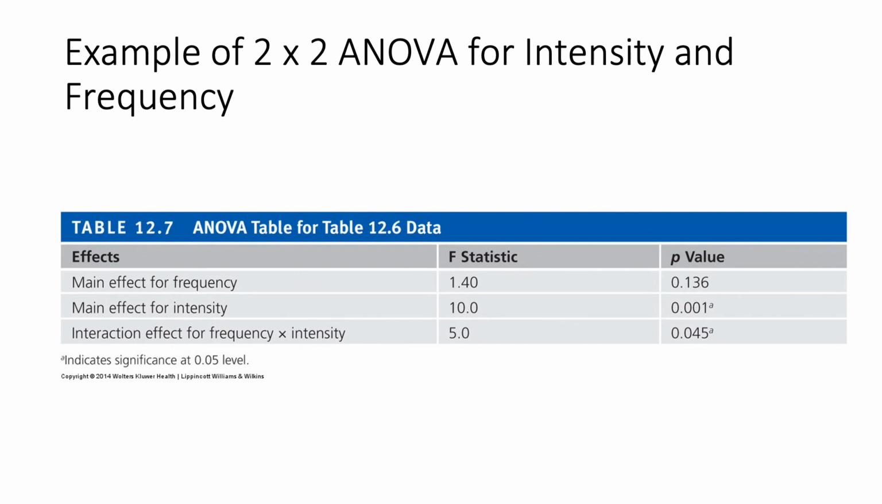We can see that the main effect for frequency has an F value of 1.4 and a p-value of 0.136. The main effect for intensity has an F value of 10 and a p-value of 0.001. The interaction effect for frequency and intensity has an F value of 5 and a p-value of 0.045. You can see that there is a symbol for the p-value for the main effect for intensity and the interaction, which indicates significance at an alpha level of 0.05. So since the p-value for the interaction for frequency and intensity is less than 0.05, you can reject the null and conclude that groups differ based on frequency and intensity together.